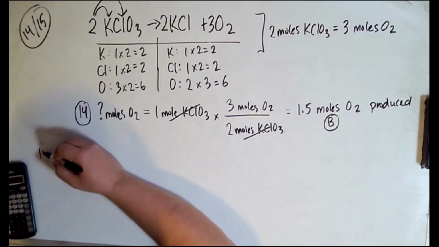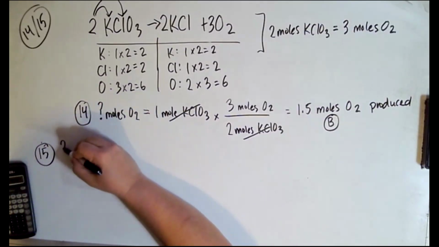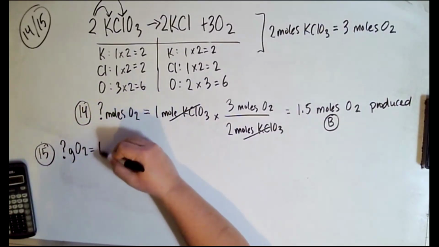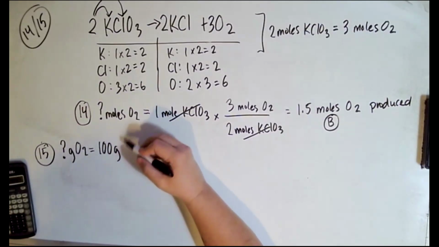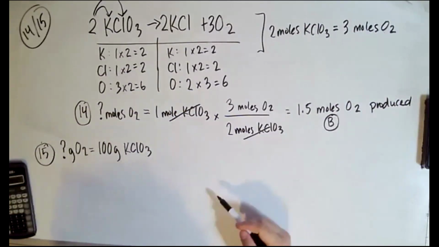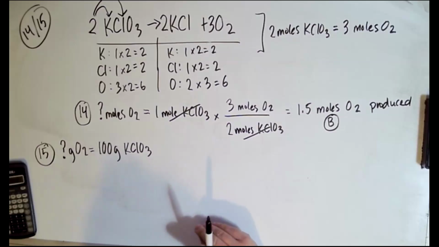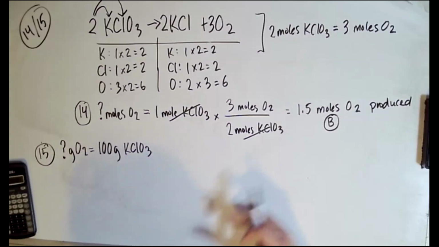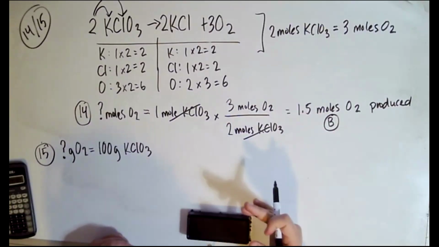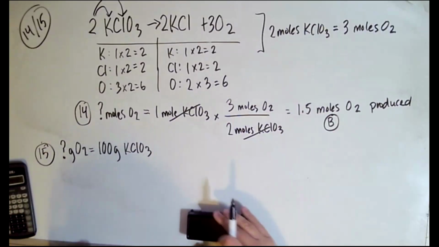For question number 15, they make it a little more complicated for us because they ask us how many grams of oxygen can be produced from 100 grams of KClO3. All right, so we can't jump right into our mole to mole conversion. If we're given a mass value to start with, our first step is always going to be to take that mass value and turn it into moles of that same substance, using our molar mass.